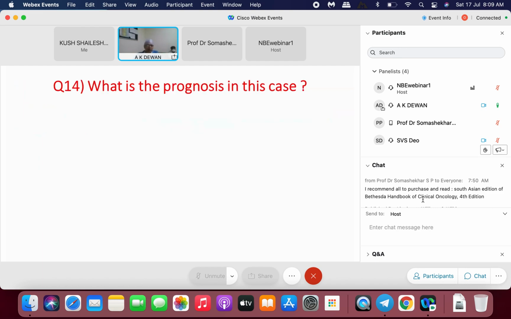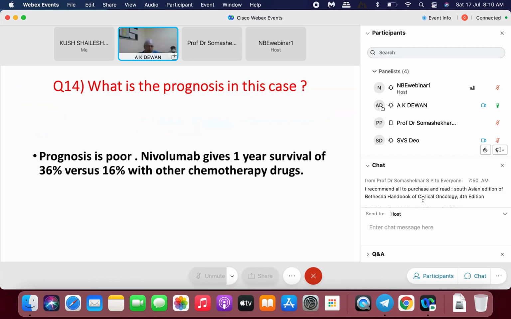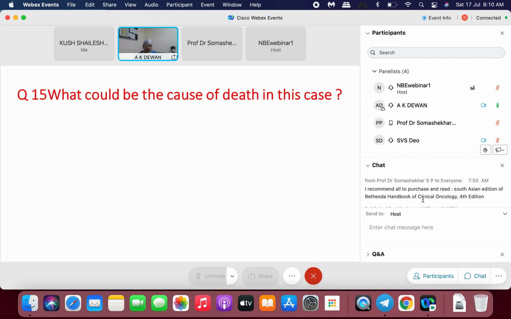What is the prognosis in this case? You should know. Prognosis is poor. People hardly cross 1 year. Nivolumab, it gives a survival advantage over other chemotherapy. What could be the cause of death in this case? It could be progressive disease, cancer cachexia, oral bleed.